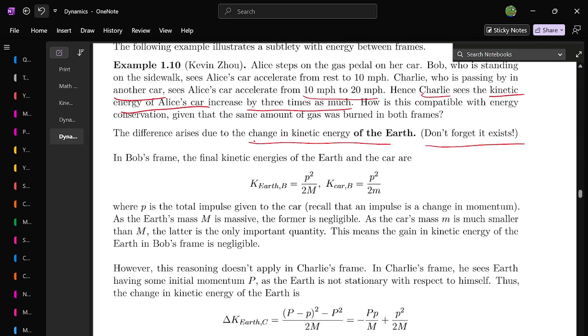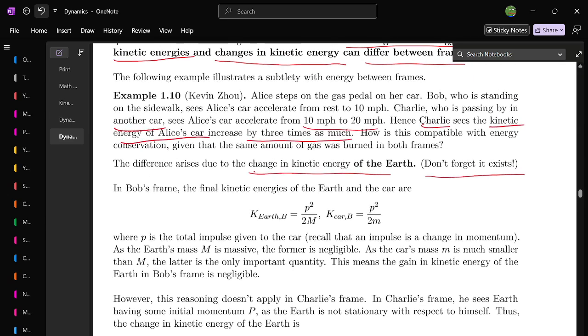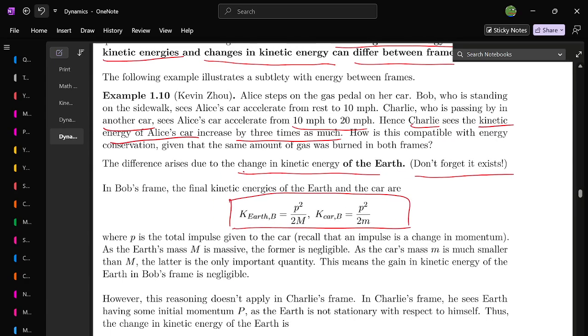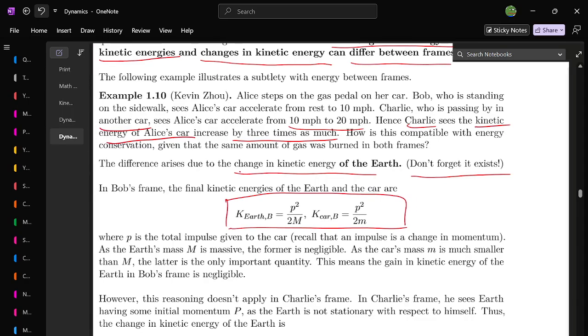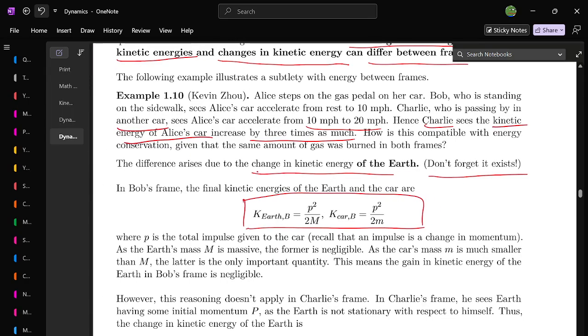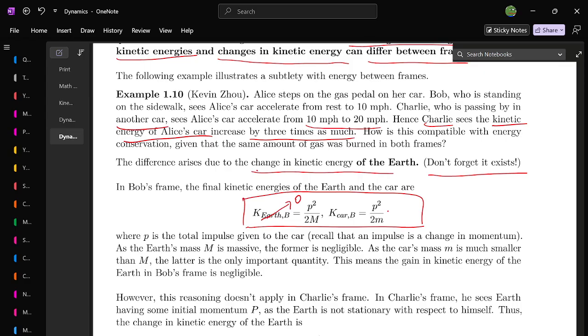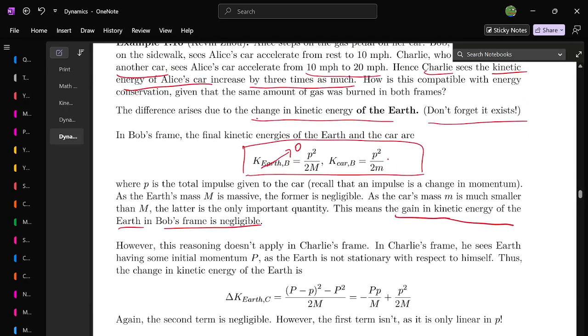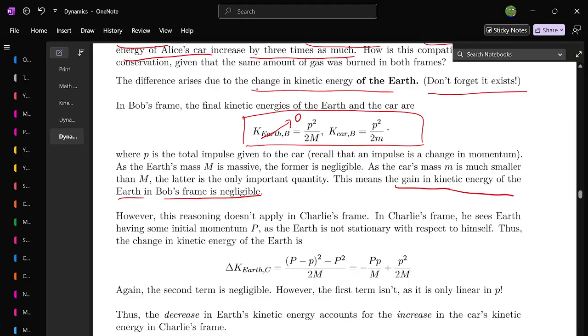So okay, working things out in Bob's frame is quite simple because it's just the rest frame of the Earth. So the final kinetic energy of the Earth and the car is just given like that, where P is your total impulse given to the car. So yeah, these are the kinetic energies. Because you're dealing with the Earth here, your mass of the Earth is huge. So this term is basically negligible. But this term is not negligible. This means that the gain in KE of the Earth in Bob's frame is negligible, and basically all of the gain in KE goes to the car.